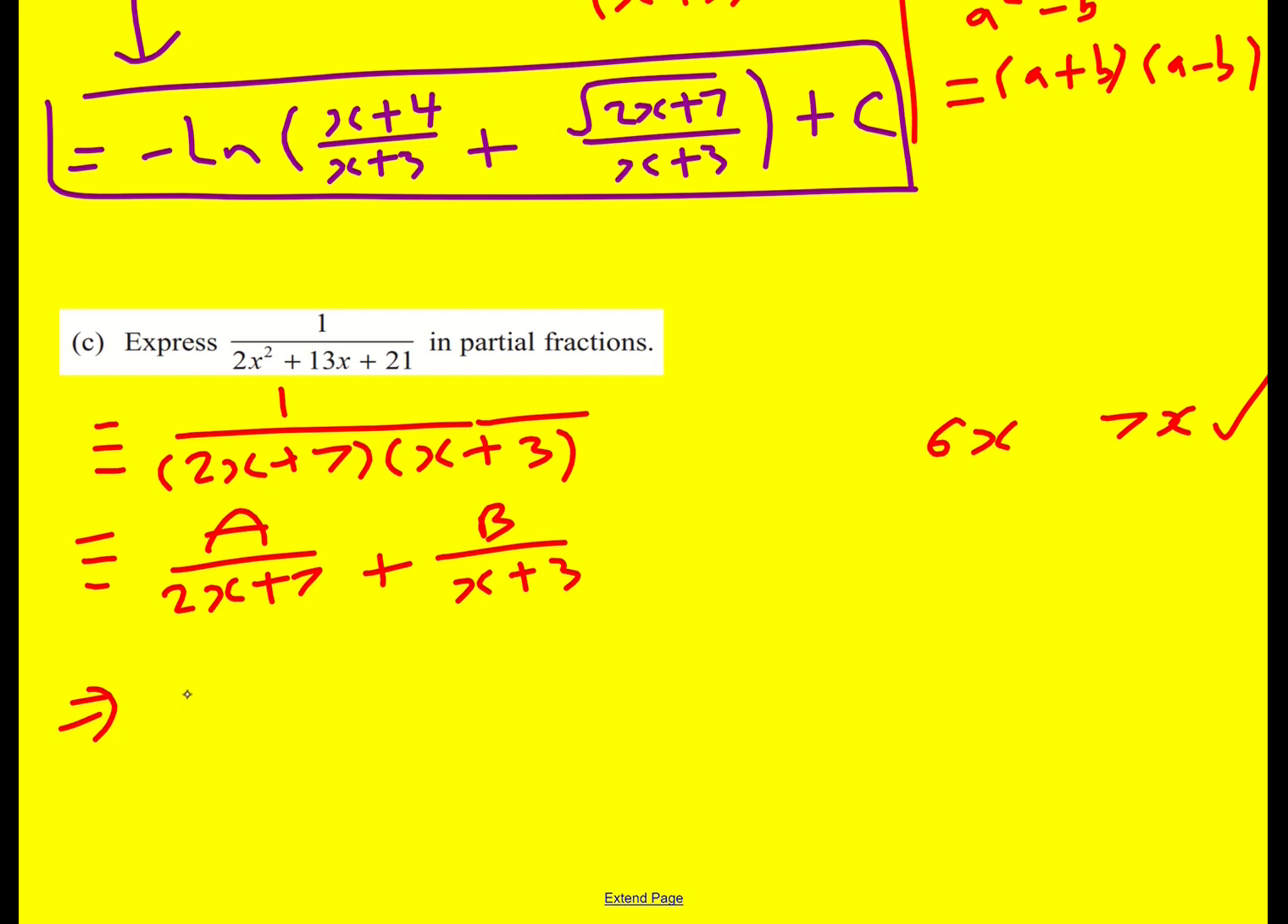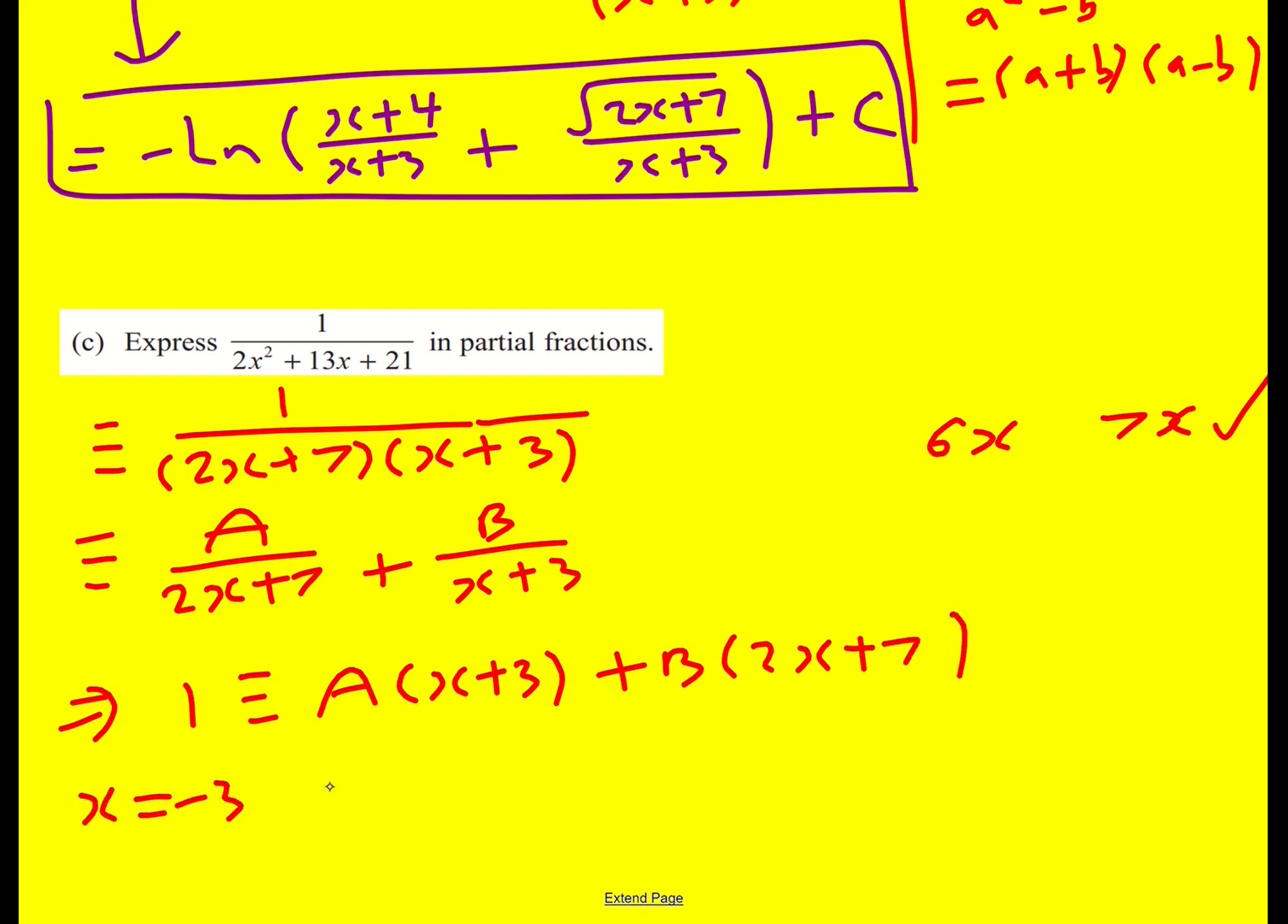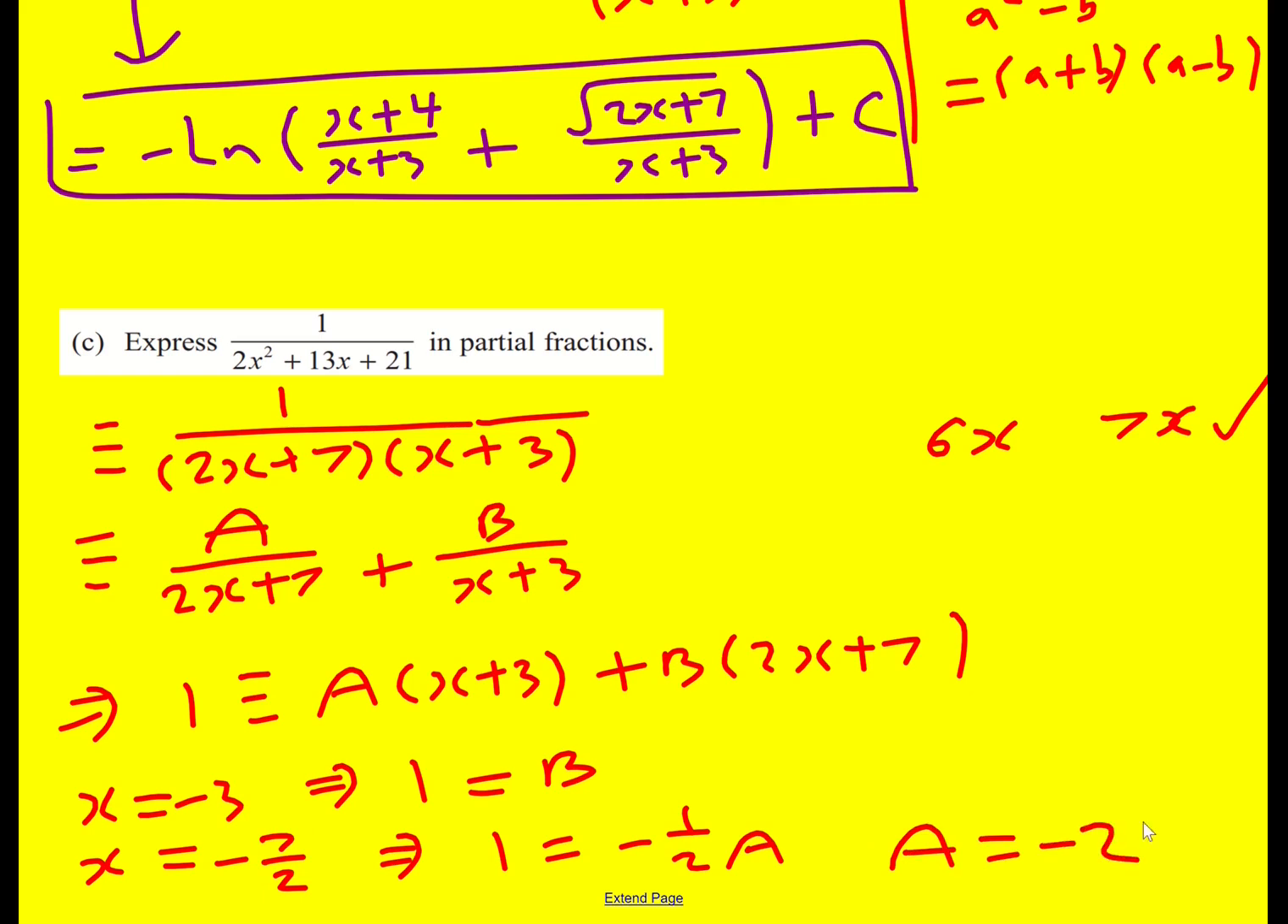Multiplied through by this quadratic, 1 is going to be equivalent to a times x plus 3 plus b times 2x plus 7. Let's substitute some values in. x equals minus 3 will give that 1 is equal to minus 6 plus 7, that's b. So we've managed to get b. Well, x is equal to minus 7 over 2 will give 1 is equal to, now this is minus 3.5, so we'll be left with minus a half a, and this will disappear, so a is going to equal minus 2.